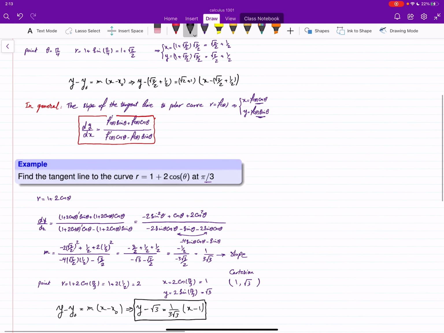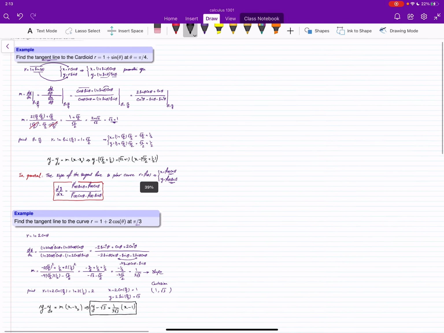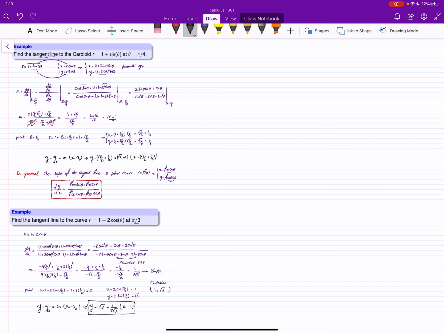Basically nothing new, but an old trick that we use, and knowing how to find the derivative or the slope of a parametric equation.